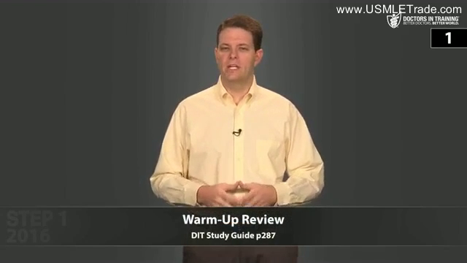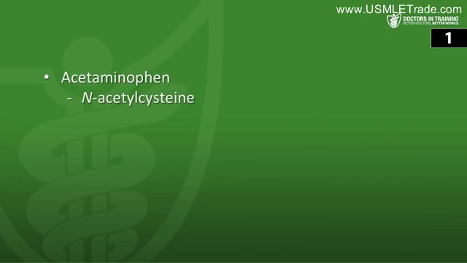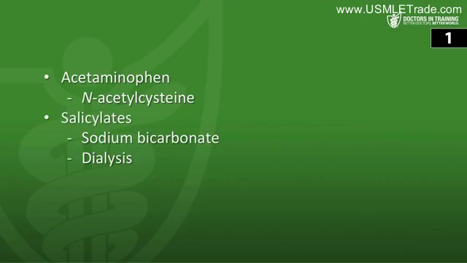Let's go over the warm-up. First question, what's the antidote for each of the following substances? For acetaminophen, the antidote is N-acetylcysteine. For salicylates like aspirin, the antidote is to give sodium bicarbonate to alkalinize the urine. Remember, aspirin is a weak acid, so to trap an acid in the urine, you're going to alkalinize the urine.